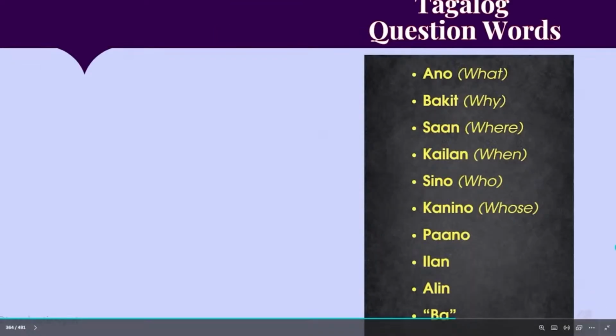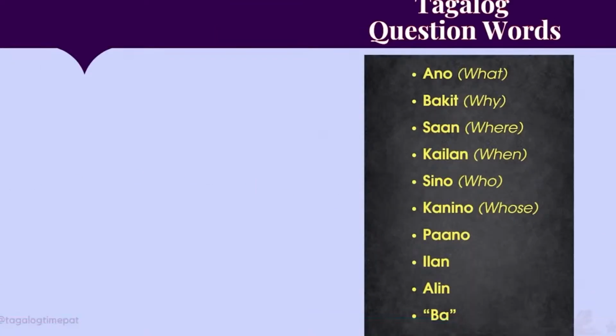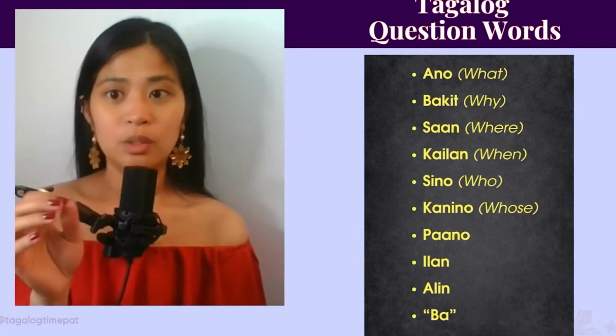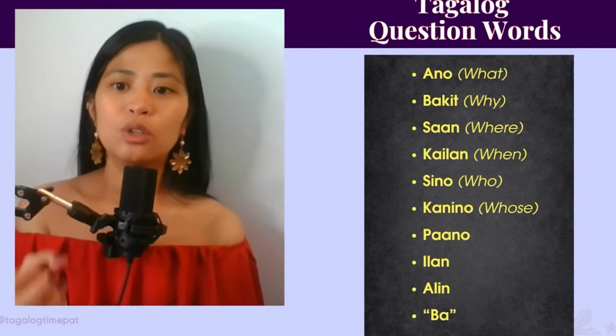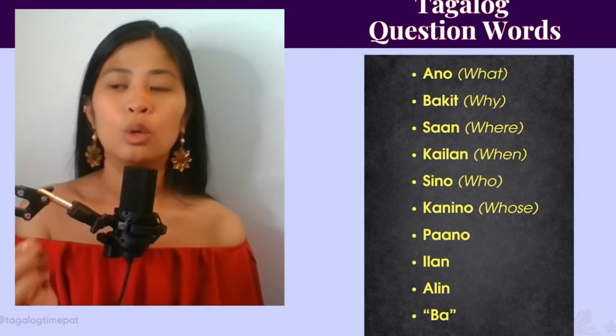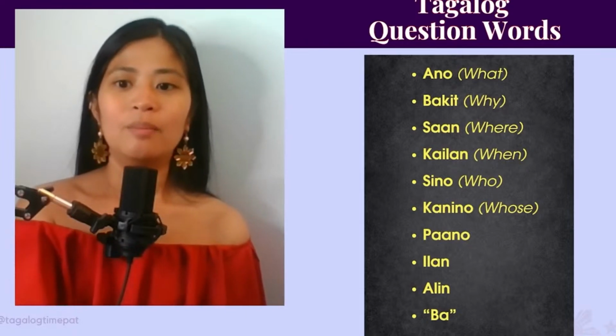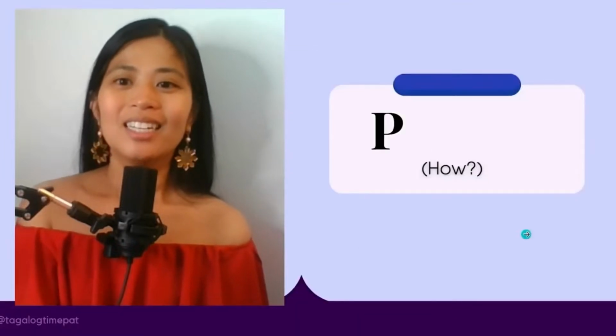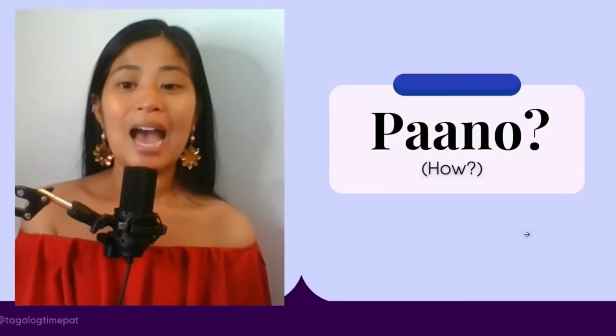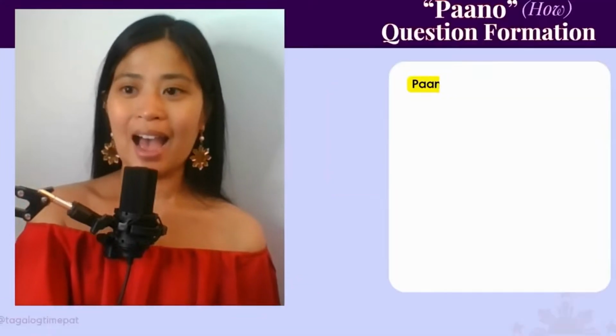Okay, let's just look at all of the questions that we have learned here. So we learned ano means what, bakit means why, saan means where, sino means who, kanino means whose. Then we're going to learn these last 4 here. Next, paano means how.